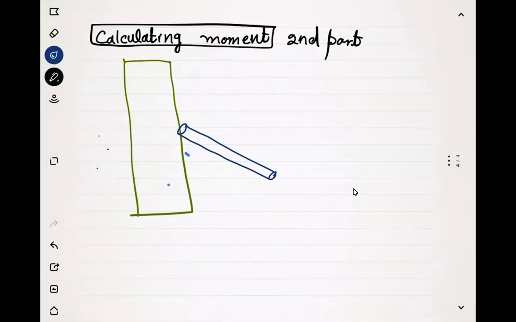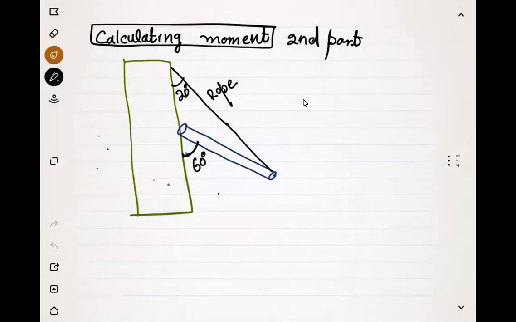if a rod is here and the rope that is supporting the rod, for example, if this is the rope, and let's suppose this angle is 60 degrees, this angle is 20 degrees. Now the forces on the rod are, for example, the rod is uniform and its length is L. So we'll say that the rod is uniform, which means that the weight will act in the center.